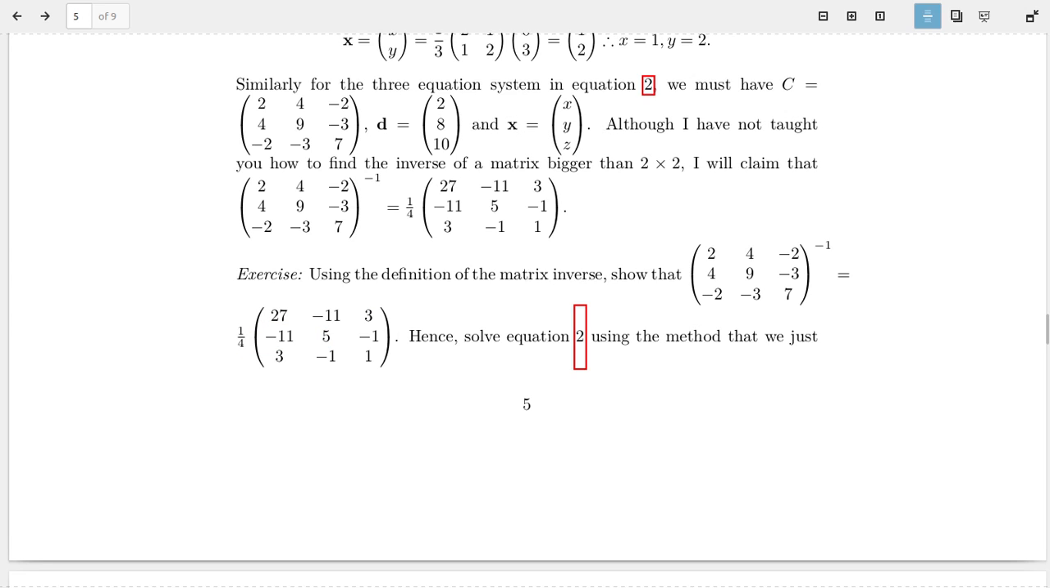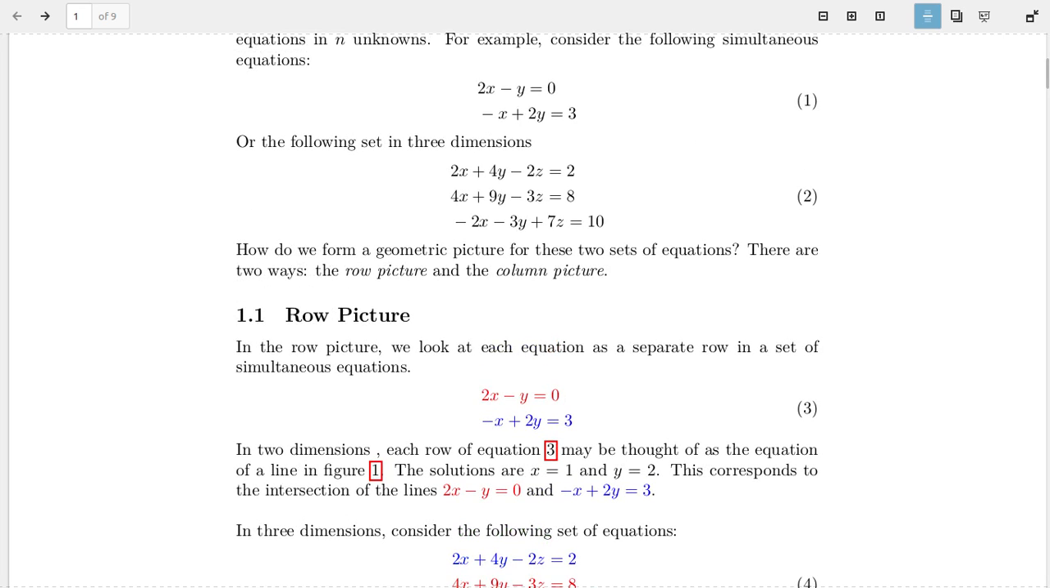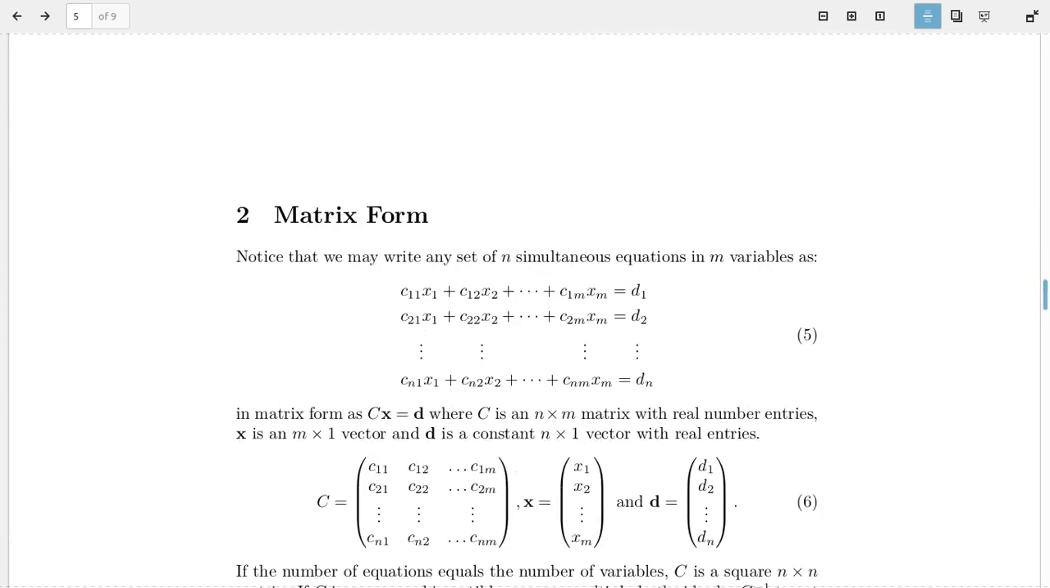And of course, using this solution, this inverse, you solve equation 2, which is of course this set of equations in 3 dimensions. All right, great.